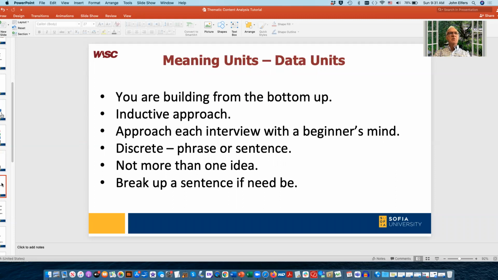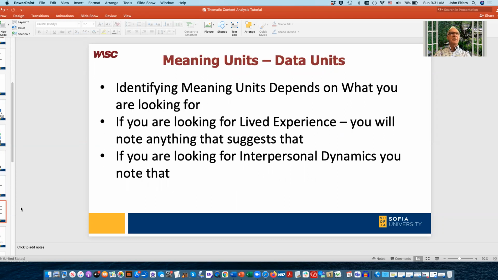In identifying meaning units, you're looking for discrete phrases or sentences. Units of the transcript that just convey one idea, not more than one idea, just one. And if you need to break up a sentence even into phrases, that is fine. It's good to just think in terms of one meaning unit at a time.